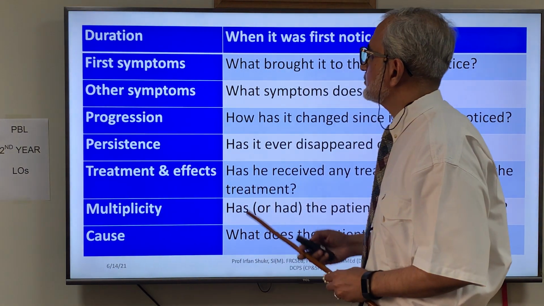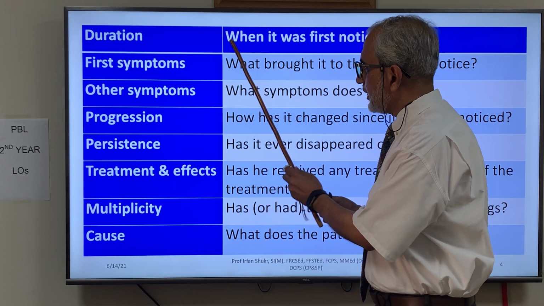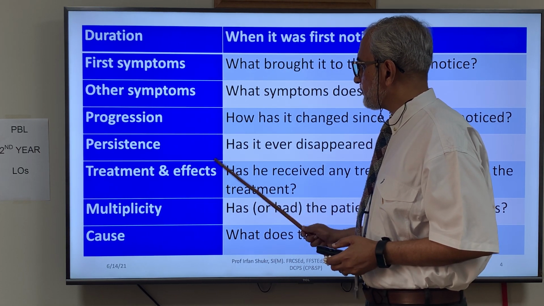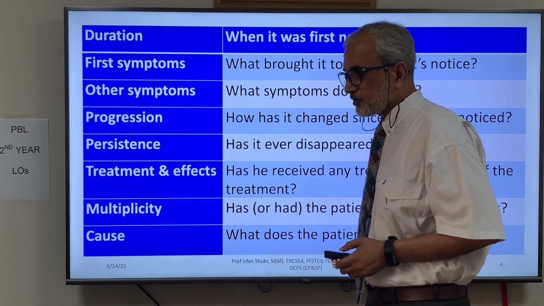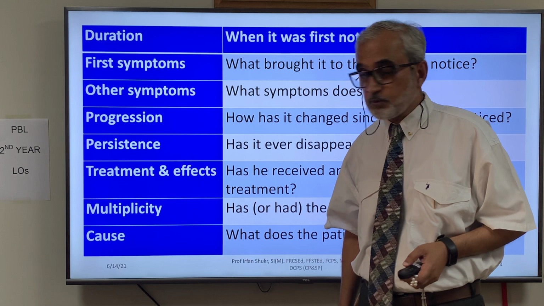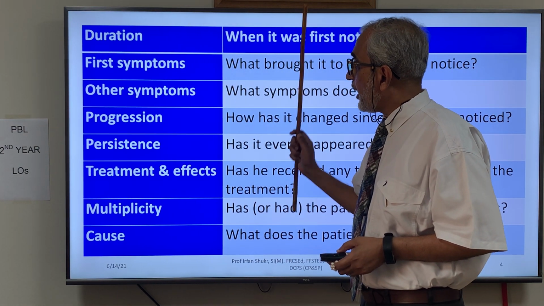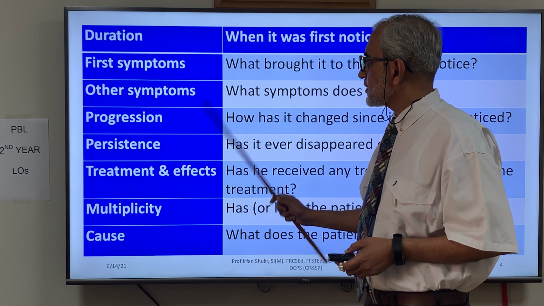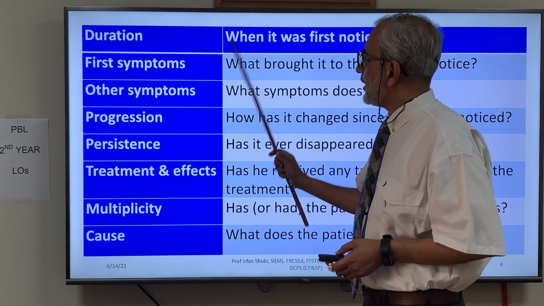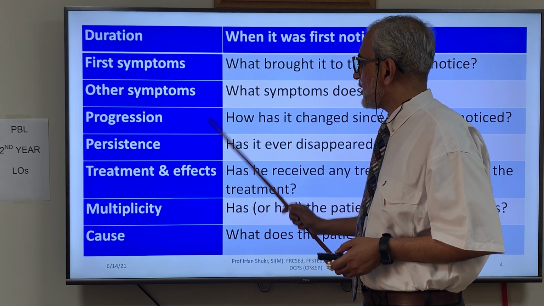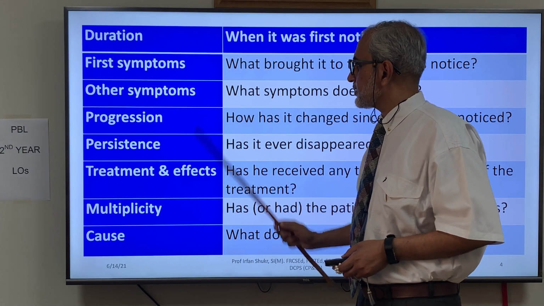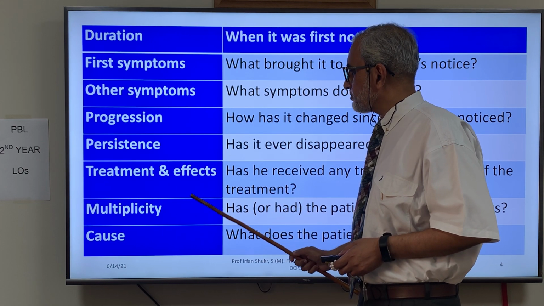So let us repeat. First symptom, other symptoms, progression, persistence, treatment and effects, multiplicity, cause. Speak with me. It might feel odd for you, but it's okay. Duration, first symptom, other symptoms, progression, persistence, treatment and effects, multiplicity and cause.